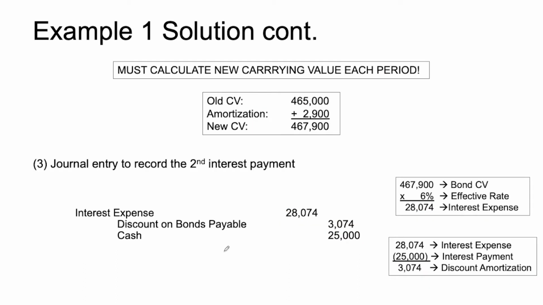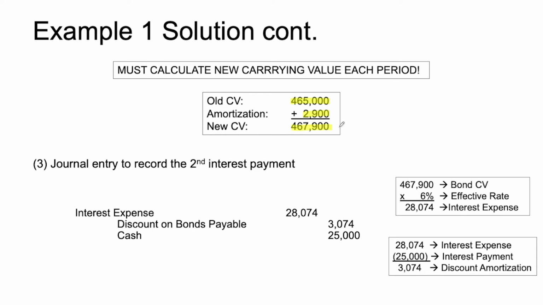So in order to solve this question, what you have to do after each and every interest period is calculate a new carrying value. In order to do that, all you're going to take is the old carrying value, which we started off with at $465,000. And in the case of discount amortization, you want to add that amortization to the carrying value. So our old amortization was $2,900 to get our new carrying value of $467,900. Remember, in premiums, we're going to subtract that amount.